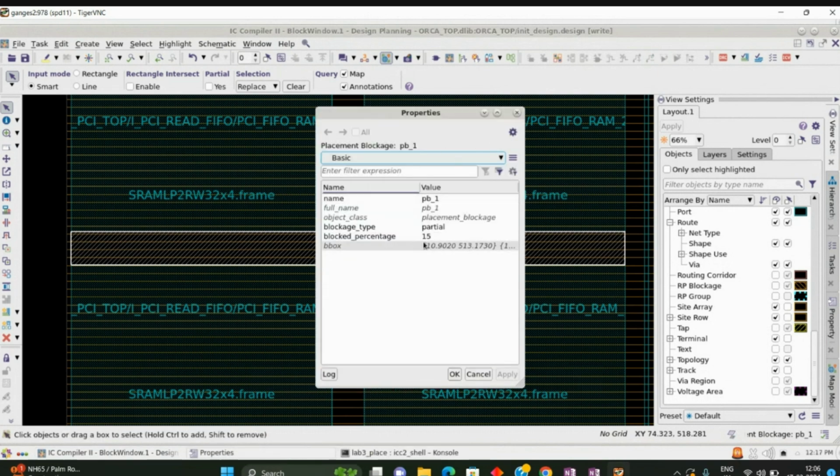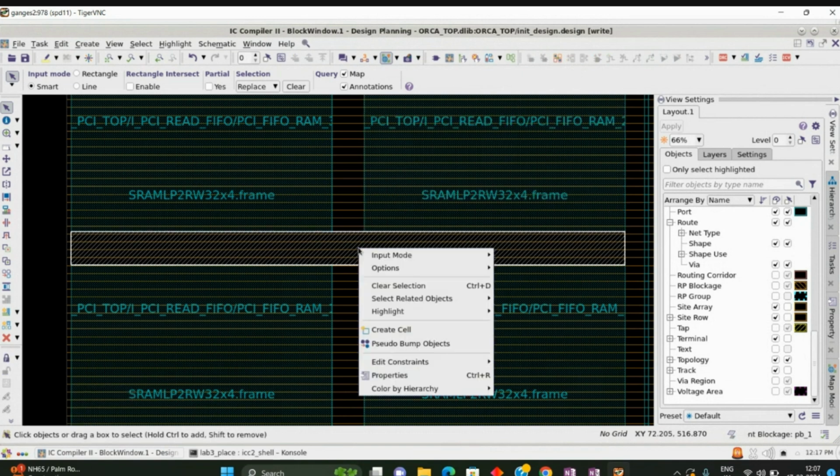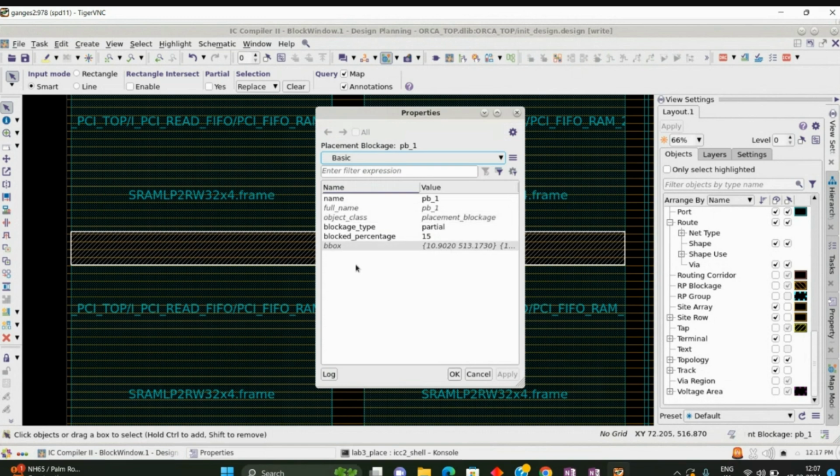So here also it is giving the B box actually. Blocked percentage 15 I gave. So these properties and all, how can you do that? You can click any, suppose if you want macro properties or anything, just give the right click and go to the properties. Okay. So here it will give all: what is the name, what is the class placement blockage, what is the type partial, what is the blocked percentage 15, what is the B box. B box means boundary. Okay. That coordinate. Okay. So like that it will do.